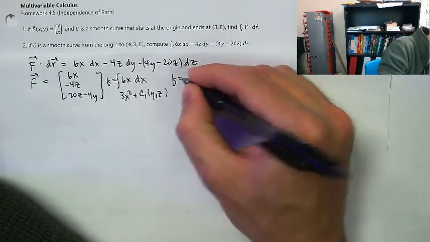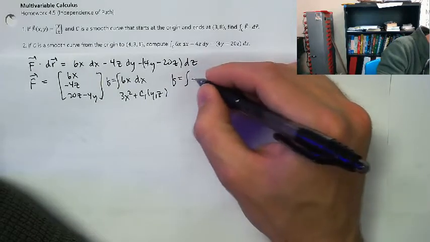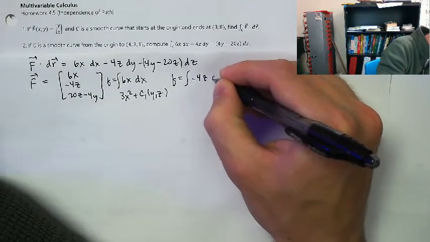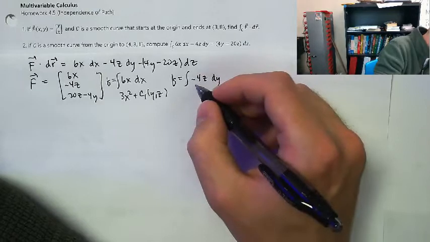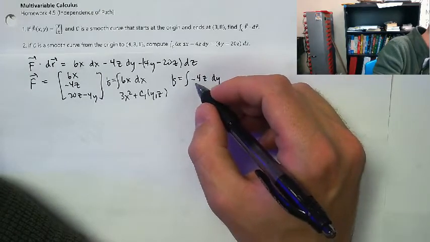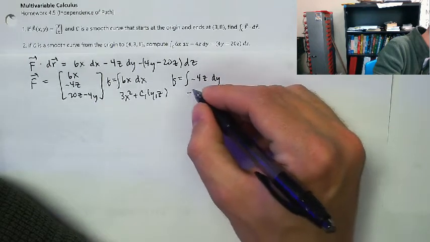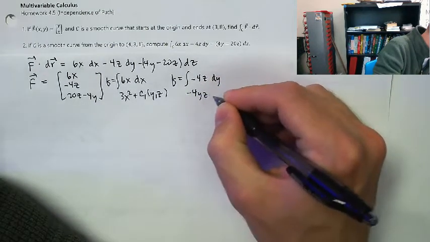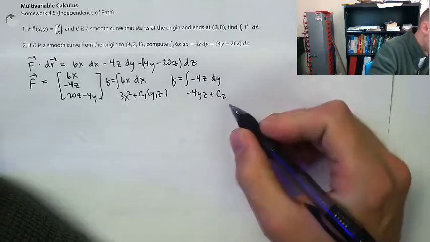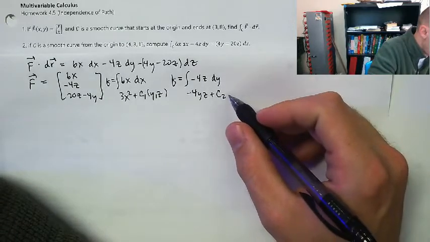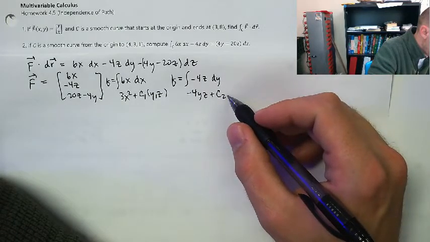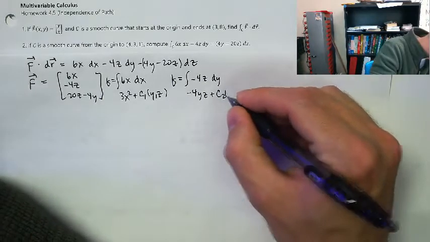Okay, but hopefully that'll shake out over the next two pieces. So f is also going to be an antiderivative for negative 4z with respect to y. So that would give me something like, let's see, negative 4yz plus some other stuff that could depend on x and z both, but not y. Okay, yeah.